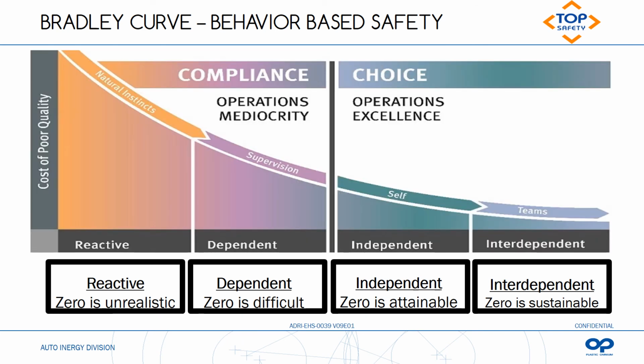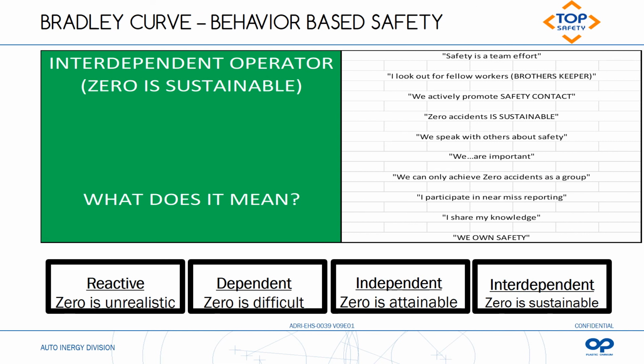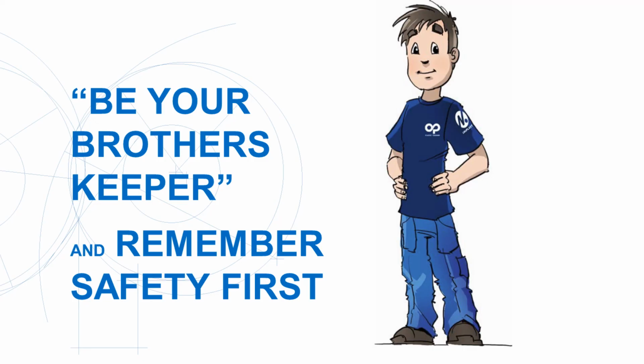And finally, interdependent. Interdependent operator, 0 is sustainable. Safety is a team effort. I look out for fellow workers. We actively promote safety contact. 0 accidents is sustainable. We are important. And finally, we own safety. Be your brother's keeper. And remember, safety first.